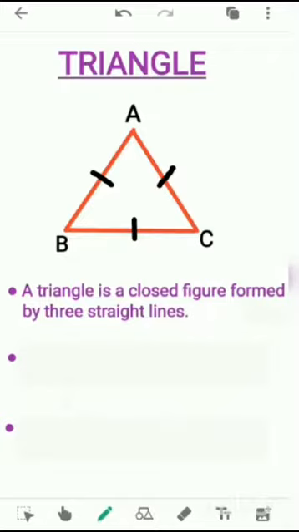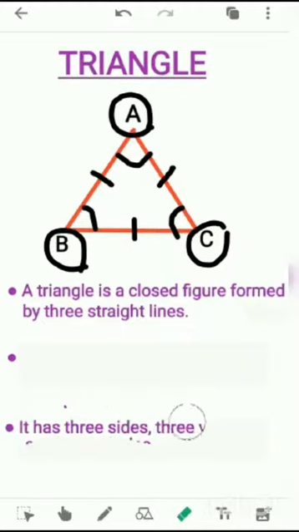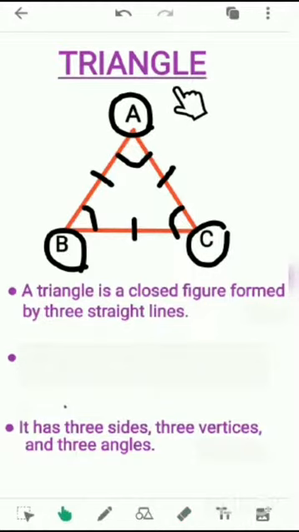Number of angles? Angle A, angle B and angle C. Number of vertices? Vertex A, vertex B and vertex C. Therefore, it has 3 sides, 3 vertices and 3 angles. A triangle is a closed figure formed by 3 straight lines. It has 3 sides, 3 vertices and 3 angles.